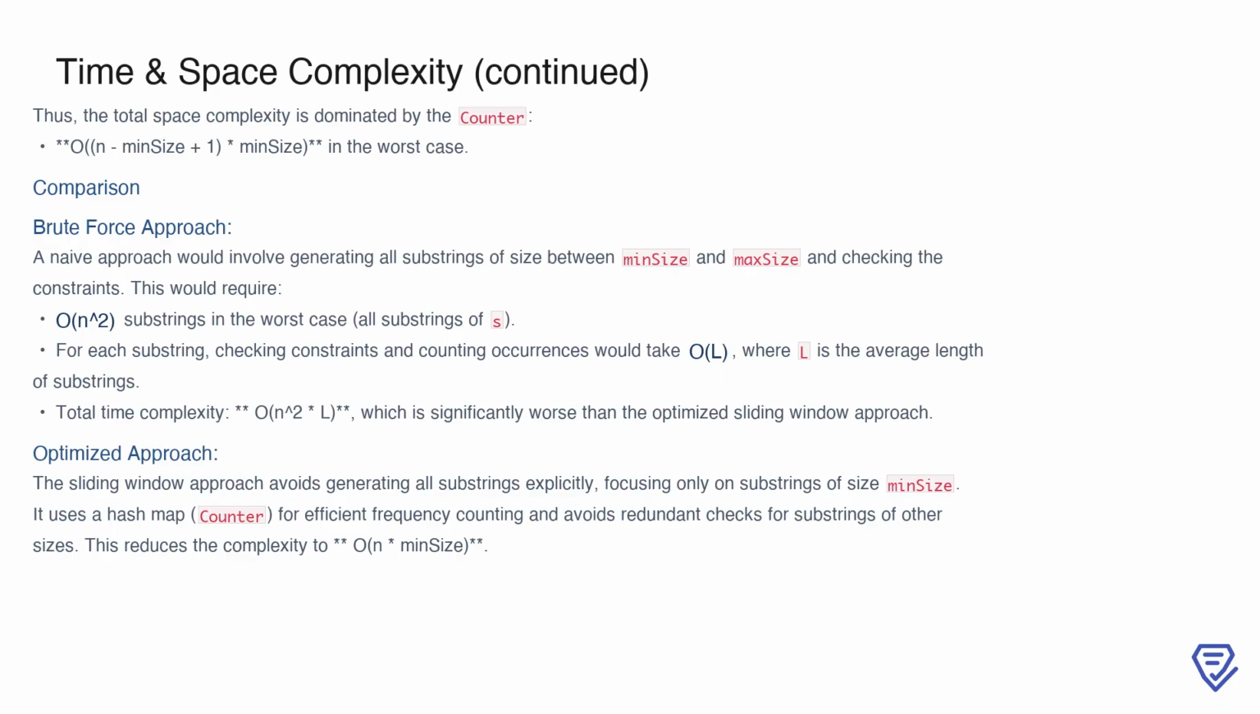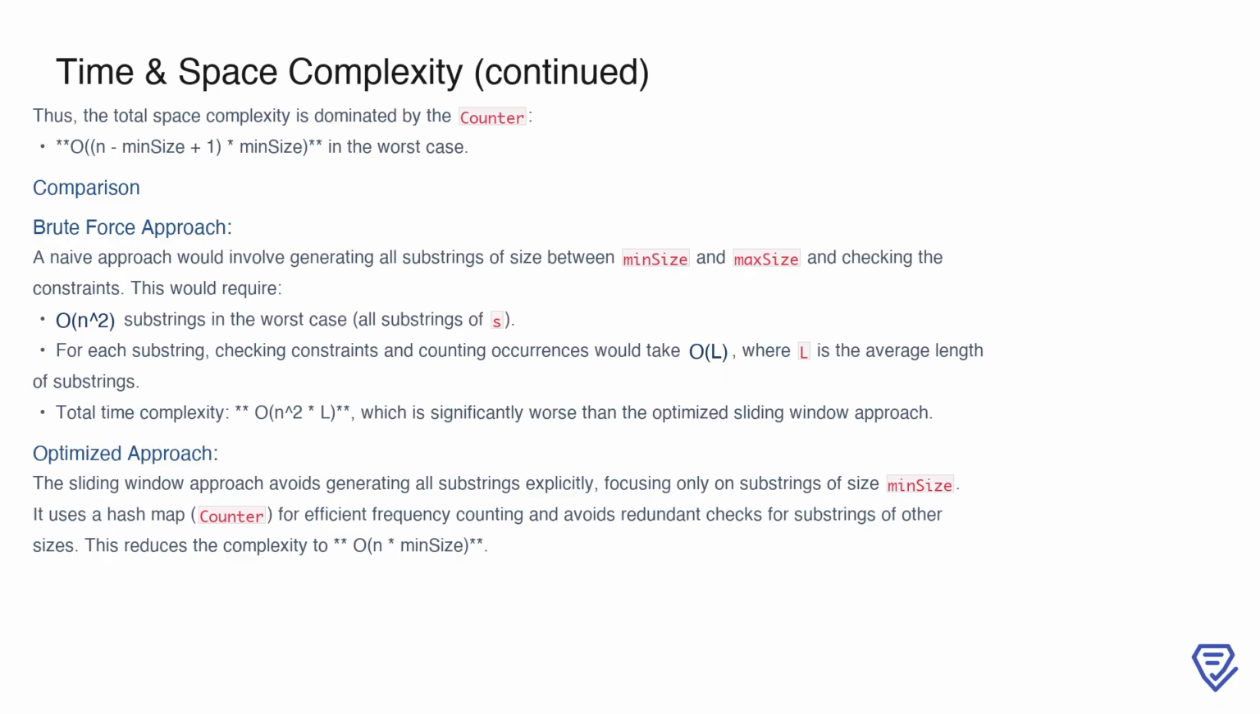To put this into perspective, we can compare the optimized sliding window approach with a brute force approach. A naive solution would generate all substrings of sizes between min size and max size and then check constraints for each substring. This would involve O(n squared) substrings in the worst case, as it processes all substrings of the string. For each substring, verifying the constraints and counting occurrences would take O(L), where L is the average length of the substrings. This results in a total time complexity of O(n squared * L), which is significantly worse than the optimized approach.